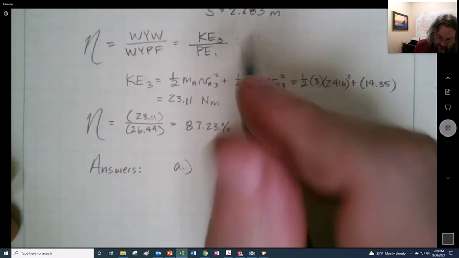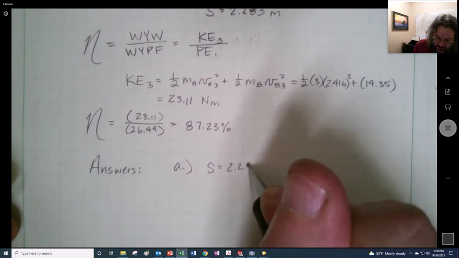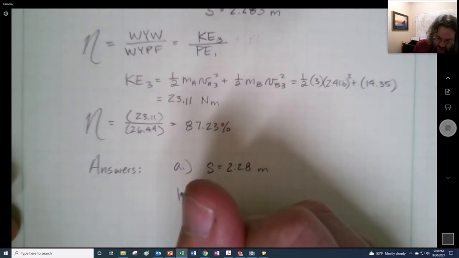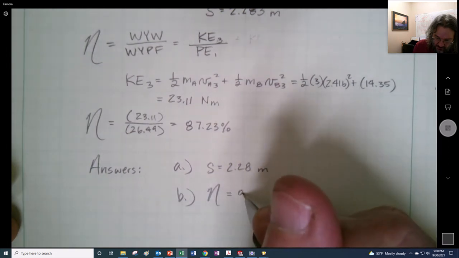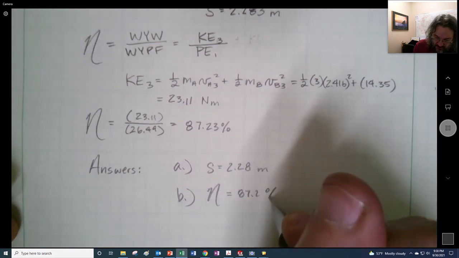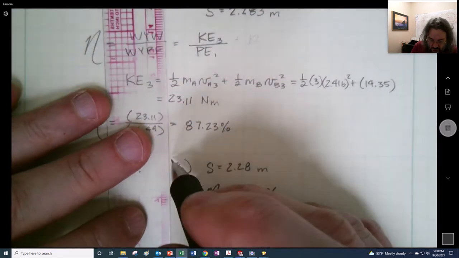All right, so the answers: for A, S is equal to 2.28 meters. B, eta is equal to 87.2%. That's a pretty good result, I think. Right?